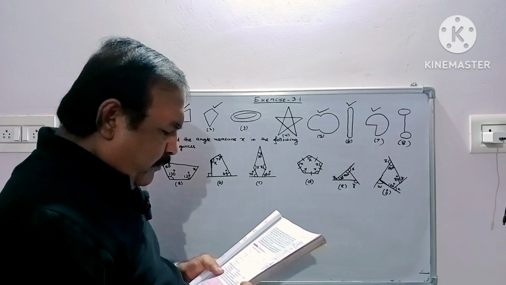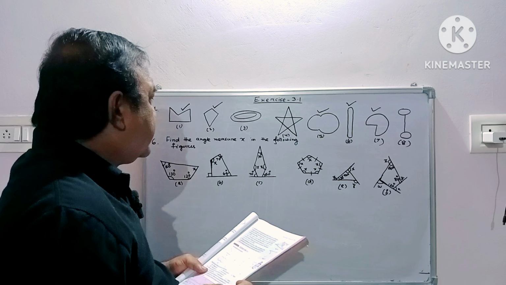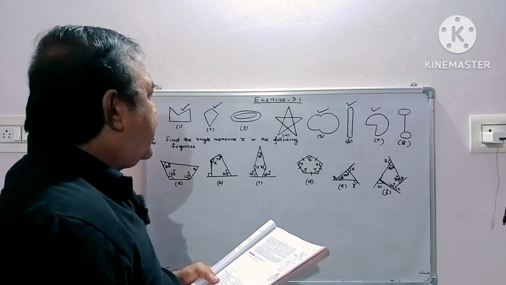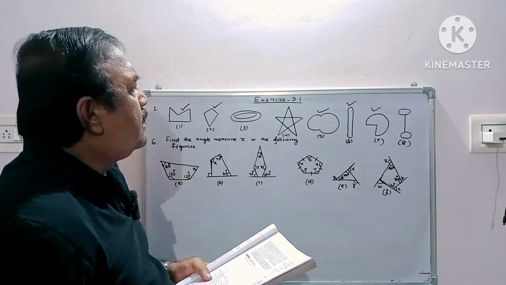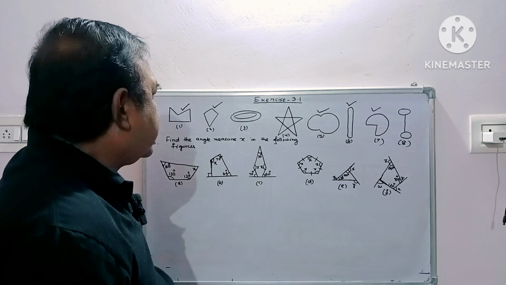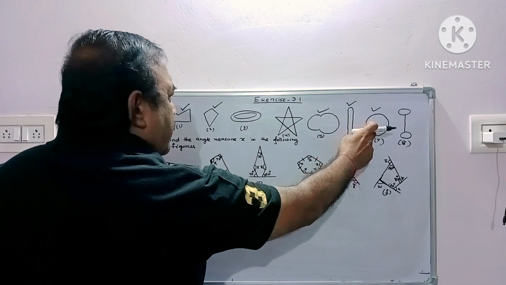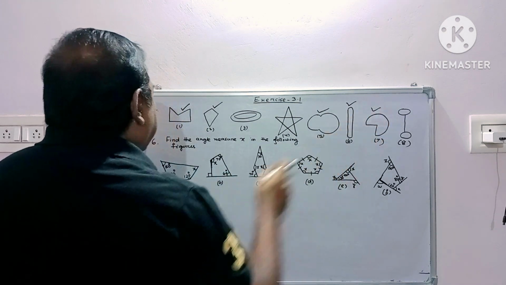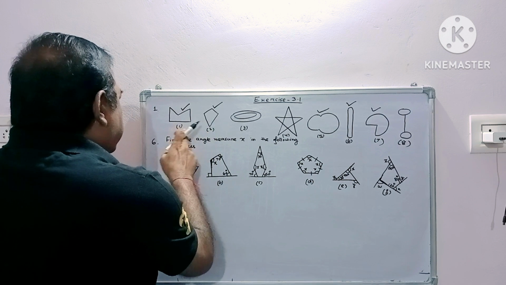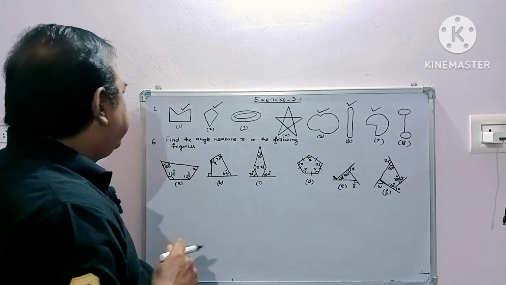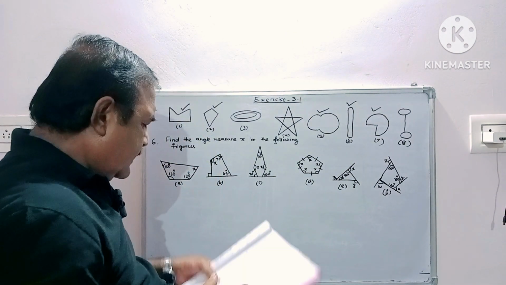Then come to part C. We have to pick the polygons. You see, polygons you already know. It is a simple closed curve or figure that is made up of line segments. And you see, here there is no line segment. No, here only 2. This is not a line segment, but here you can see 1 and 2. These two are polygons because they are simple closed curves and they are made up of line segments.